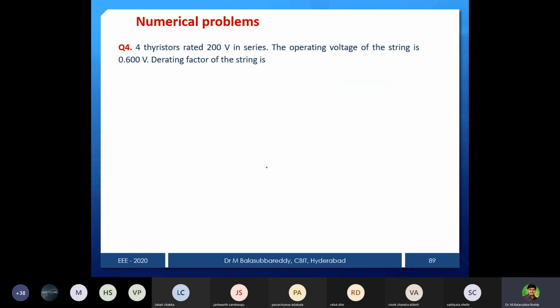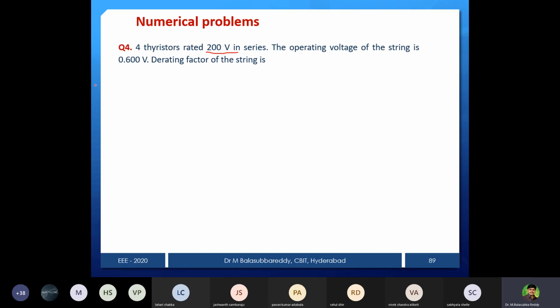And there is another problem, rated 200 volts, because these problems are very important. All are direct, straightforward questions, there is nothing indirect. Whatever data is given, do direct substitution in the formula. But you must identify what formula is required for that. If you only remember the formula, you can easily solve this problem.